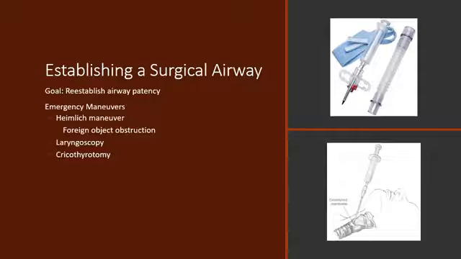Now, in terms of maneuvers, we're going to think about either a Heimlich maneuver, which will help clear the airway of a foreign object obstruction. If that doesn't work, we can think about laryngoscopy to look down the throat. Do we see any sort of tumor? Do we see the foreign object? Can we retrieve it? Or we can think about a surgical airway like a cricothyrotomy. And so we'll look at some of these.